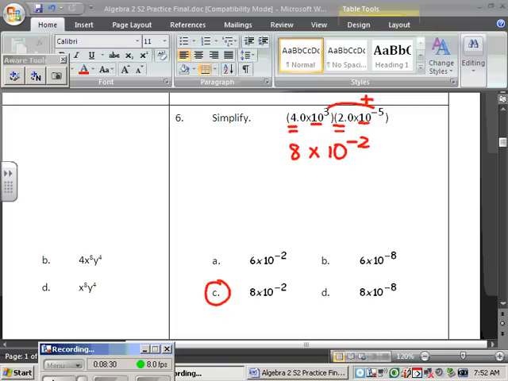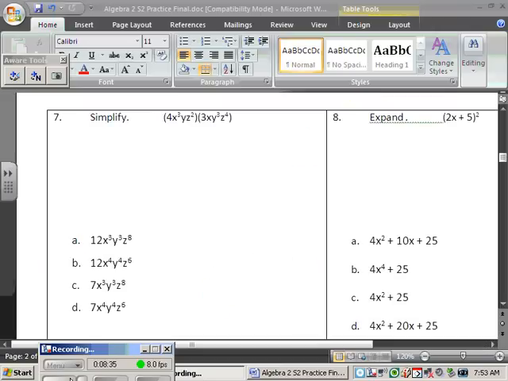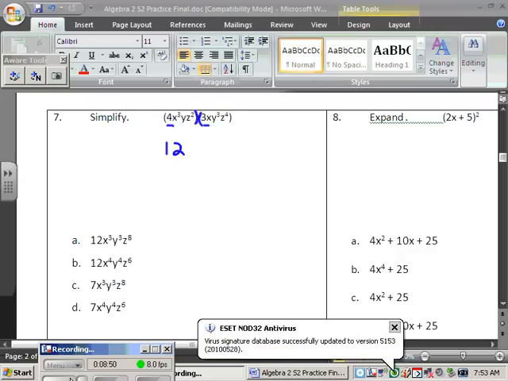Let's move to number 7. For number 7, similar to the last problem, even though it's not scientific notation, the process is the same. Because this is a multiplication problem, you're going to actually multiply the coefficients, the large numbers, the 4 and the 3, but the exponents you will do something different to. So you never do the same thing to the coefficients as you do the exponents.